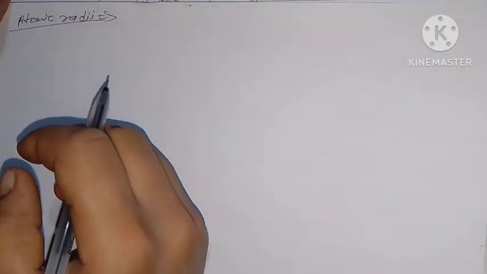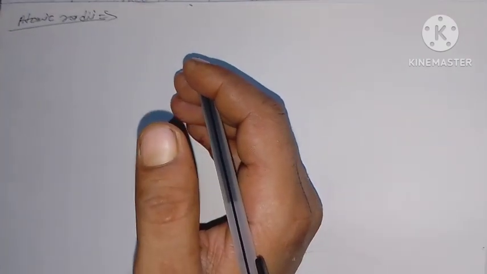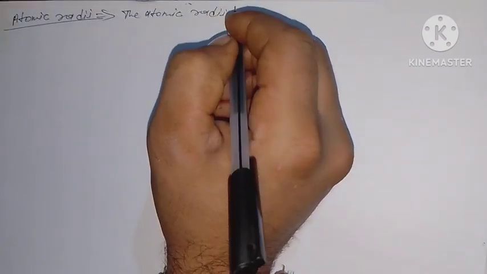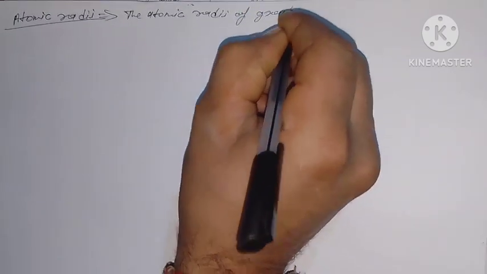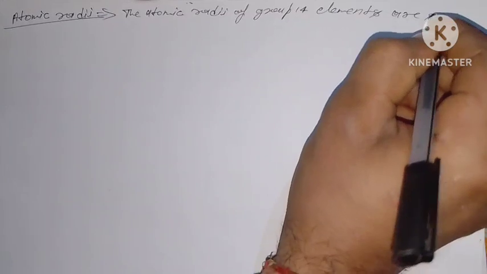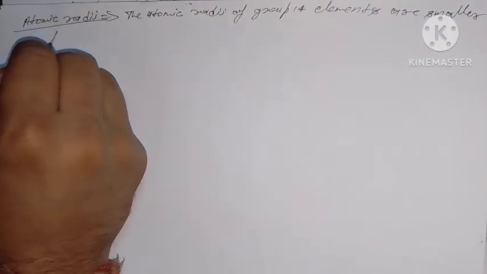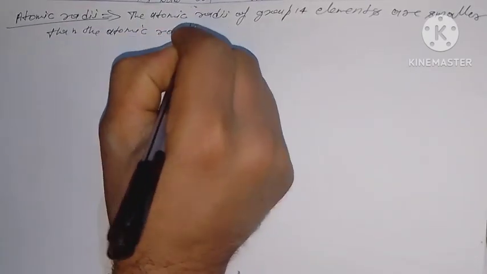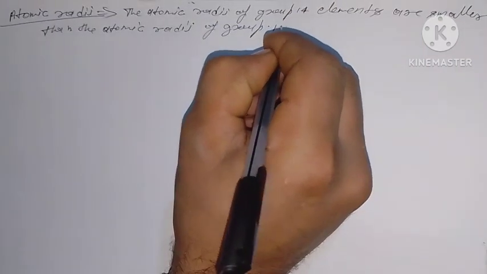Then atomic radii. Next is atomic radii. Okay. The atomic radii of group 14 elements are smaller than the atomic radii of group 13 elements.